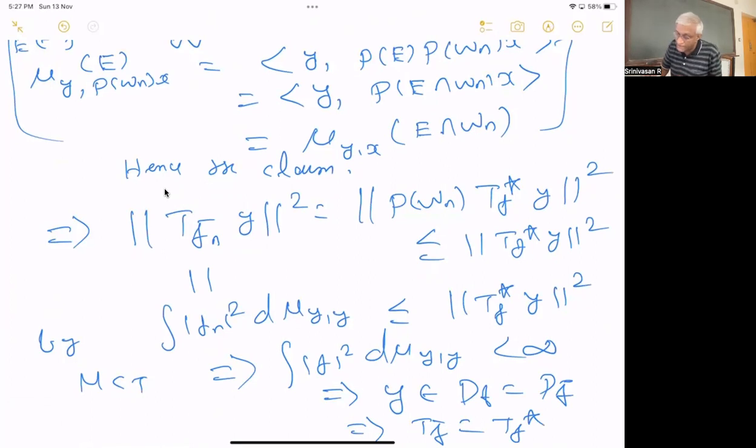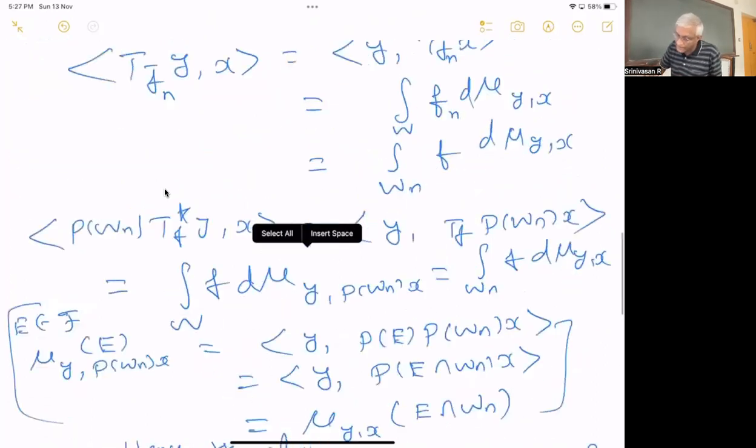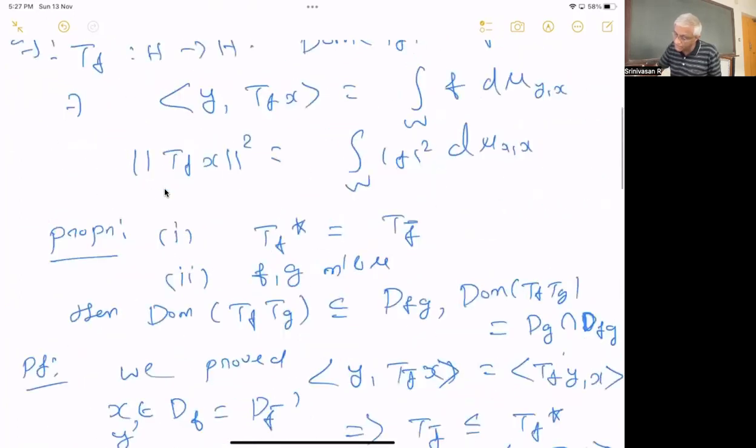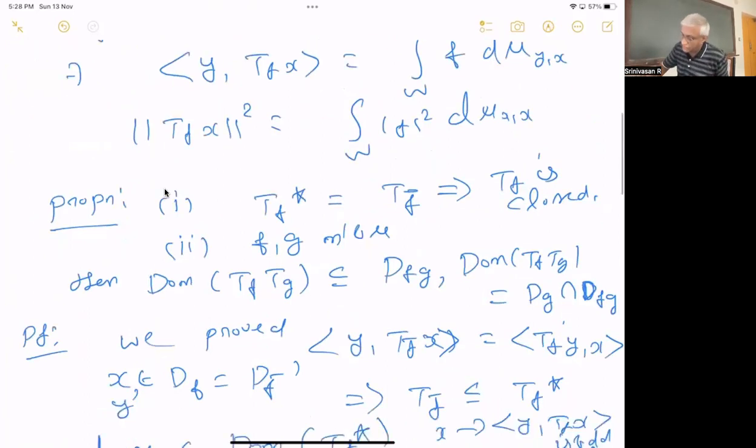In particular this proves, let me write it there, in the proposition itself, that Tf is a closed operator. Because for any operator T, T star is closed. So because of this, Tf is closed.